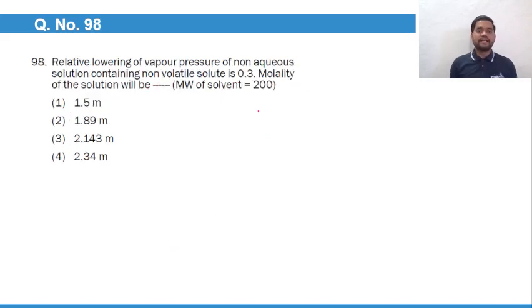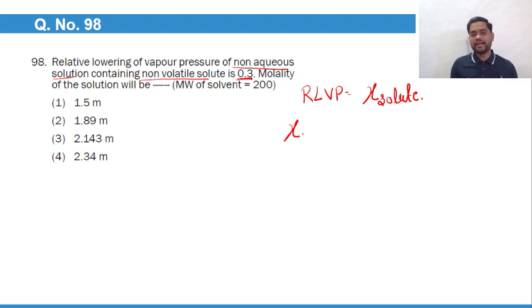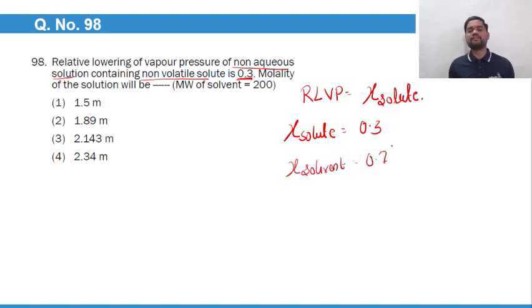Okay. 98. Relative lowering of vapor pressure for a non-aqueous solution containing non-volatile solute is 0.3. Molality of the solution is, okay, now we know that RLVP is equal to this, right? So relative lowering of vapor pressure is it, that means X of solute is how much? 0.3. So X of solvent, or mole fraction of solvent, will be how much? 0.7. Clear?